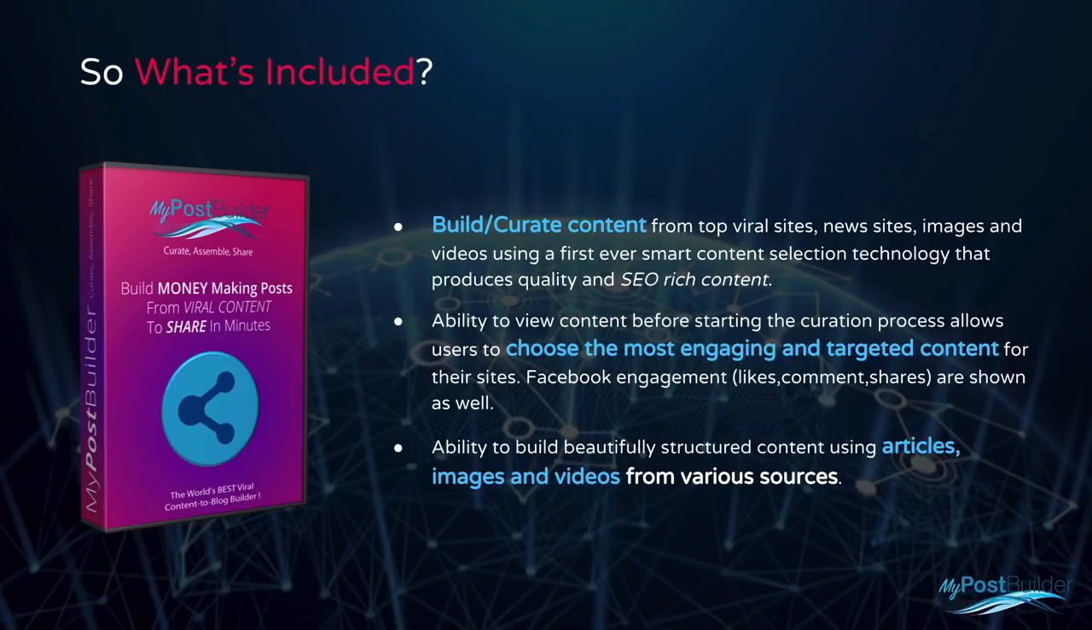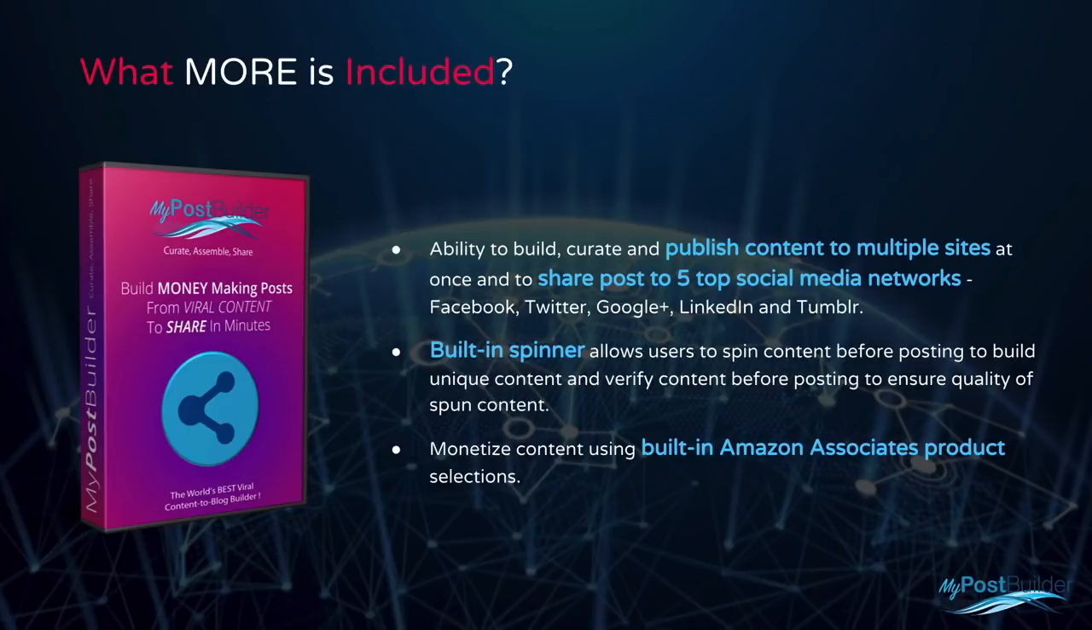The ability to build beautifully structured content using articles, images, and videos from various sites. More that's included is the ability to build, curate, and publish content to multiple sites at once, and you can share your posts to 5 top social media networks. So that's including Facebook, Twitter, Google+, LinkedIn, and Tumblr. Now we have a built-in spinner that lets you spin the content before posting it so that you can make sure you're building unique content and verifying content before posting so that the quality of your spun content is high quality. You can monetize your content using built-in Amazon Associate product selections as well.